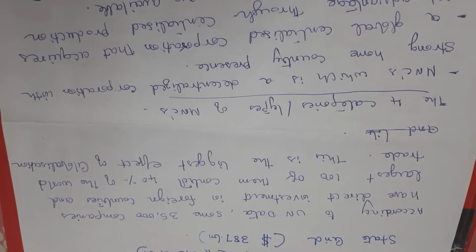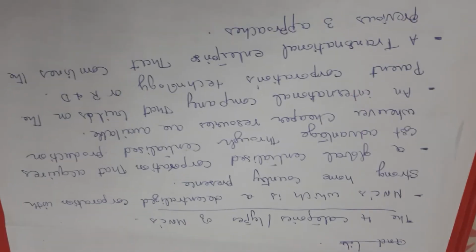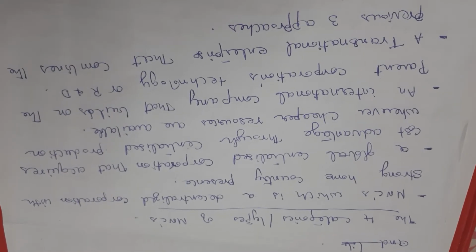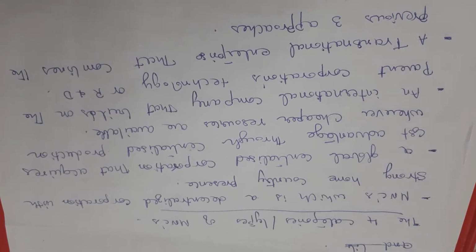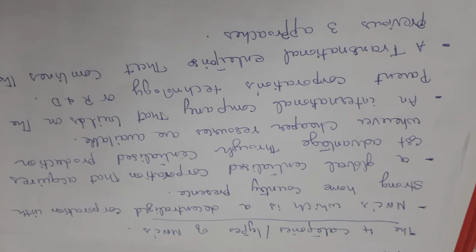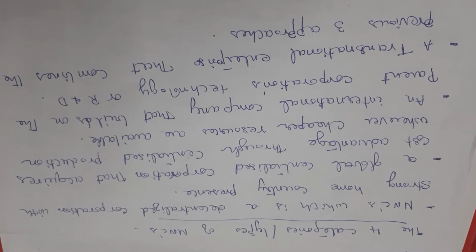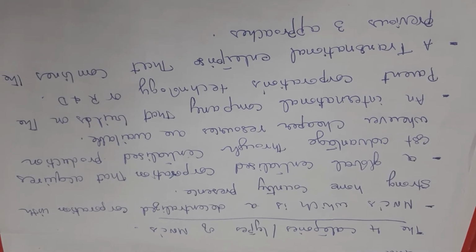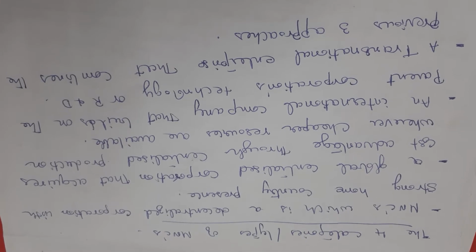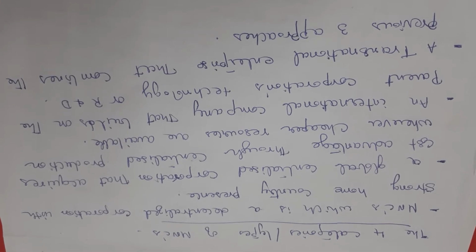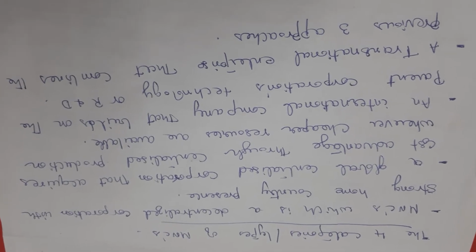The four categories or types of MNCs are: a decentralized corporation which has a strong home country presence. This is what we have been talking about. And a global centralized corporation that acquires cost advantage through centralized production wherever cheaper resources are available. That is, they would try to establish production units in those countries where the resources are cheaper. So they will produce in those countries and extend their distribution and marketing to other countries.